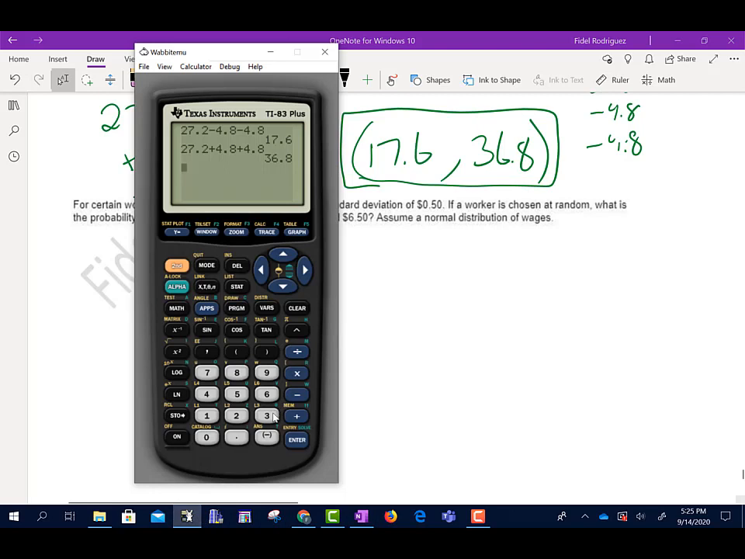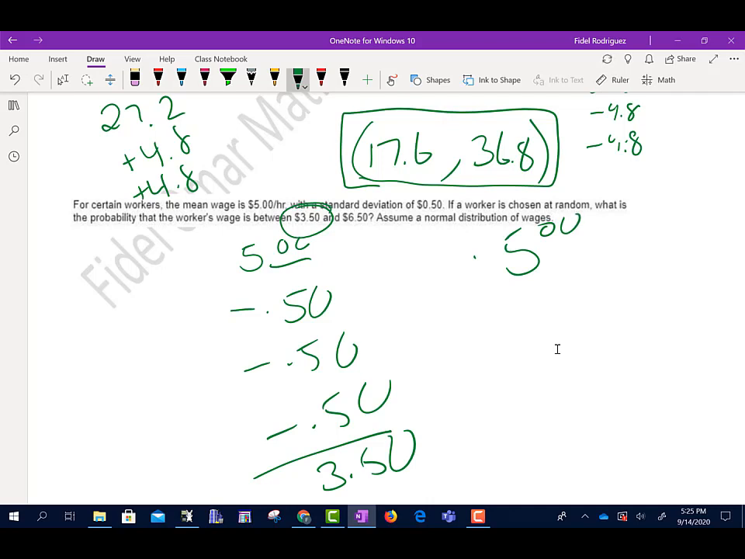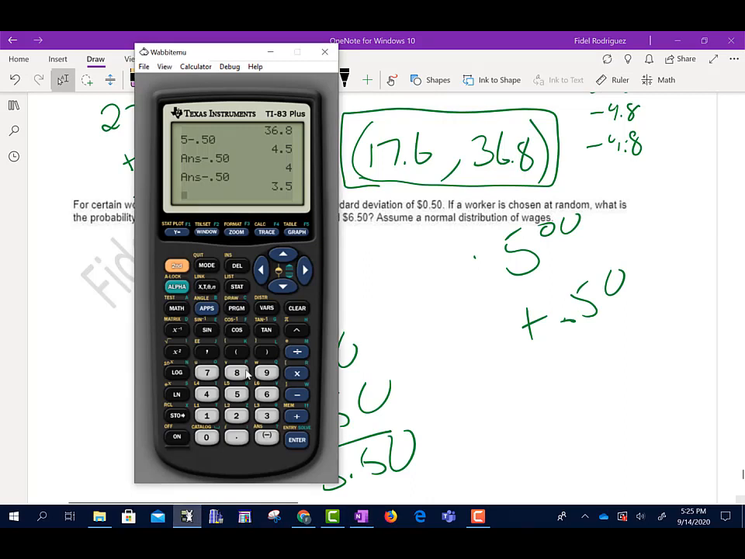So $5 minus 0.50. That's once. Nope. That's twice. Nope. That's 3 times. Yes. So I've done a standard deviation 3 times to end up with $3.50. If I did the same thing and added 50 cents, 0.50, 3 times, I should end up with $6.50.